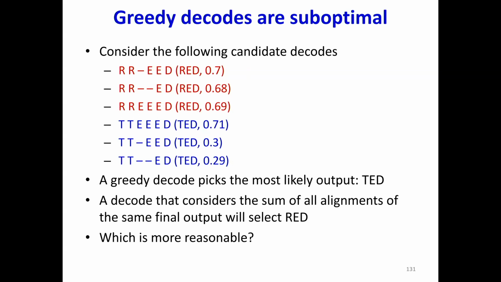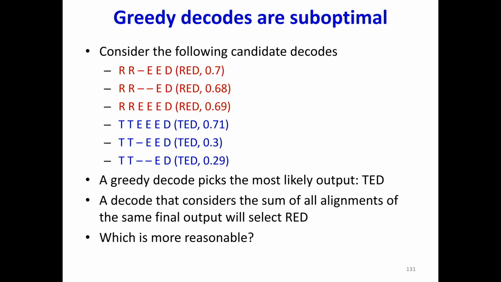If I pick the most probable output, which one would I pick? But which would make more sense? Red, because across all options, red is actually more probable, right? So you really don't want to be picking just the greedy output, although it works most times.